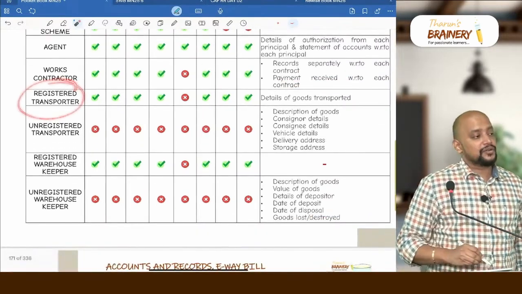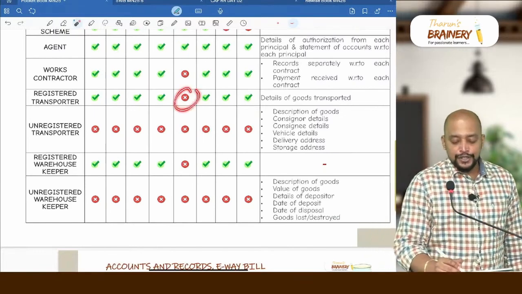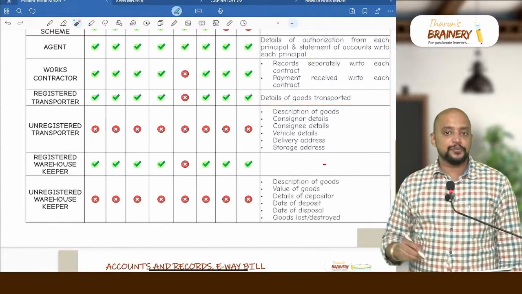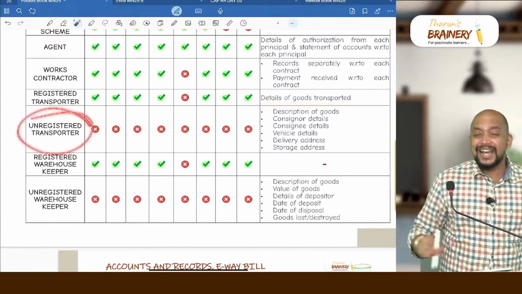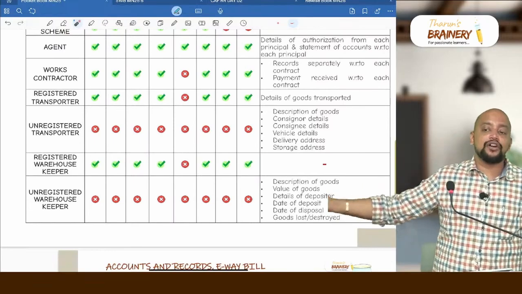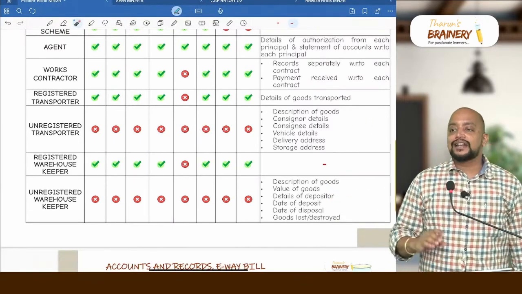Then being a registered transporter, I formats, and transporter means service provider, so manufacture records are not required. In addition, they need to maintain the details of goods transported. And being an unregistered transporter, an unregistered person is not required to maintain I formats, but being a transporter, even though unregistered, they need to maintain certain accounts and records.